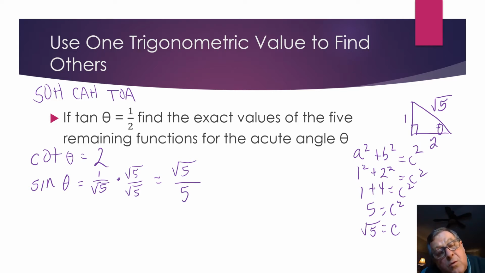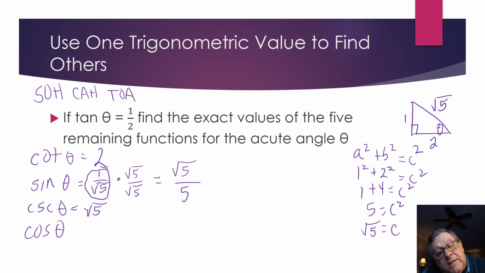While we're here, let's go ahead and do the cosecant of theta. It's just the reciprocal, and I can use this value here, the reciprocal of that, before I rationalize it. And so the cosecant of theta is the square root of 5 over 1, or just the square root of 5.